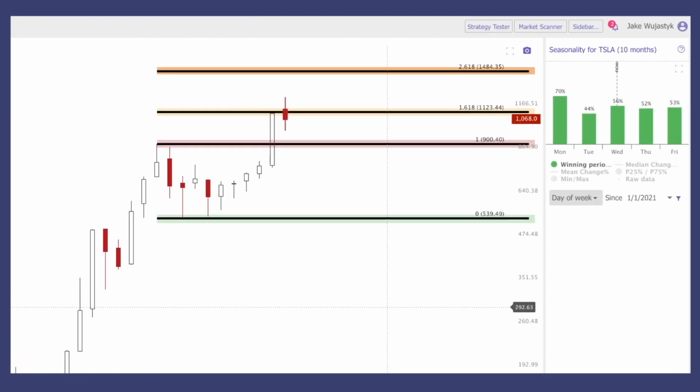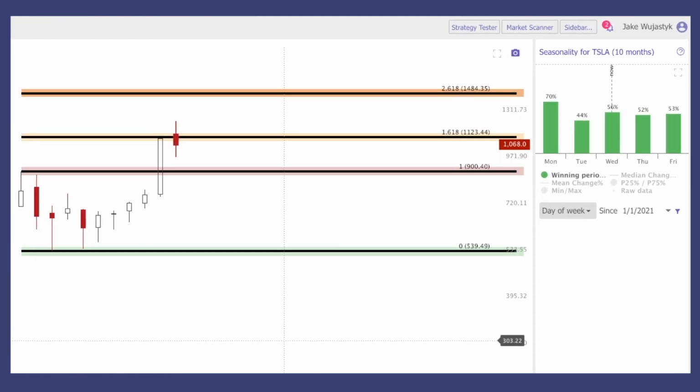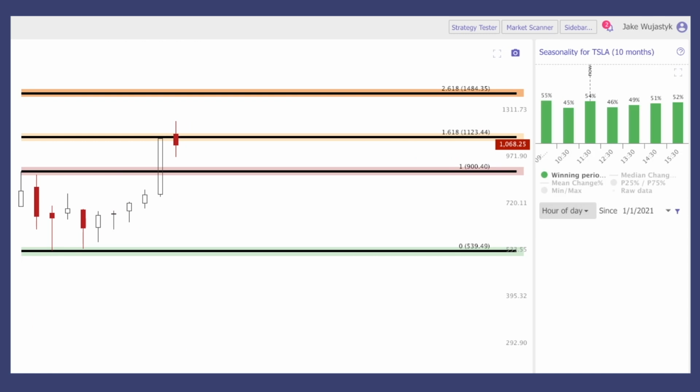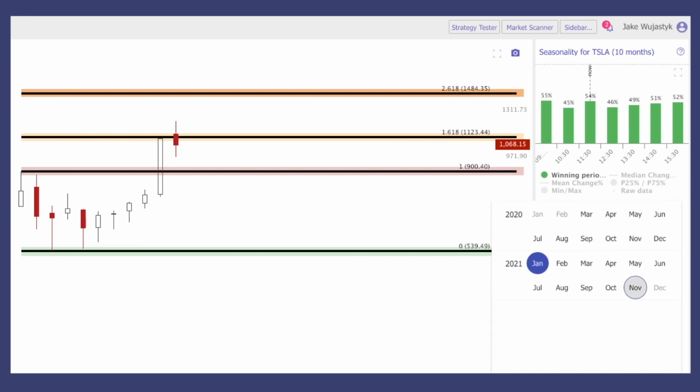So you can use these in a wide range of strategies. Some people may buy the dip on Friday if there is a dip, anticipating Monday to be very strong, or even going into hour of the day. Maybe you don't want to measure since 2021. Maybe you want to just start it since the month of November.